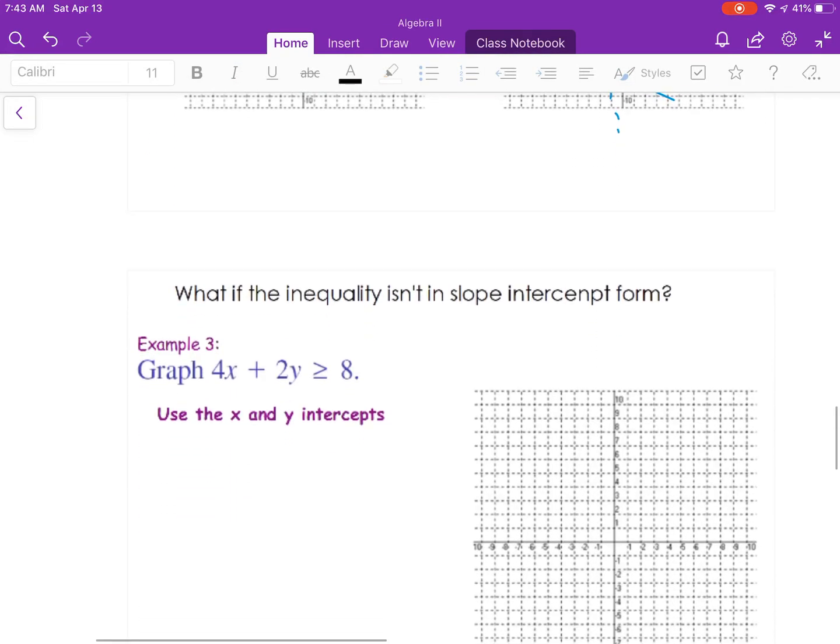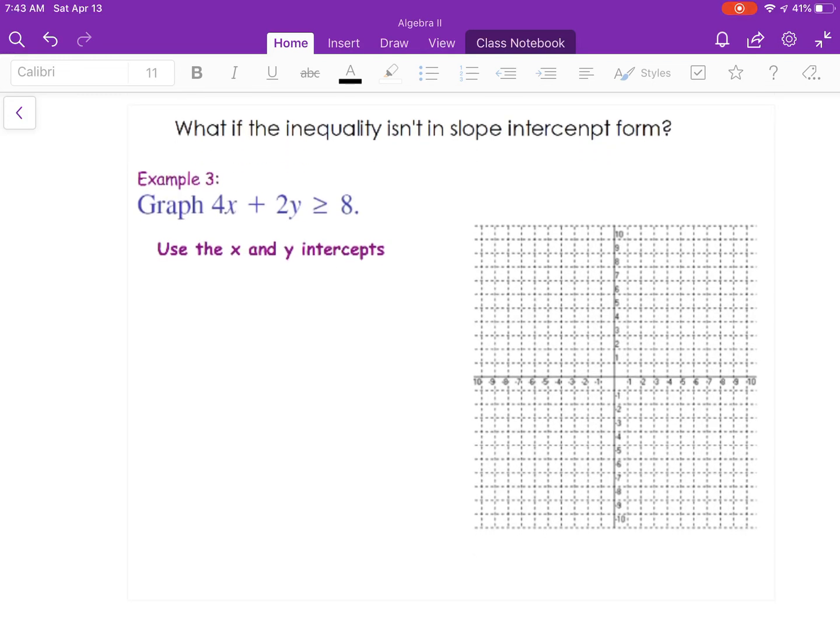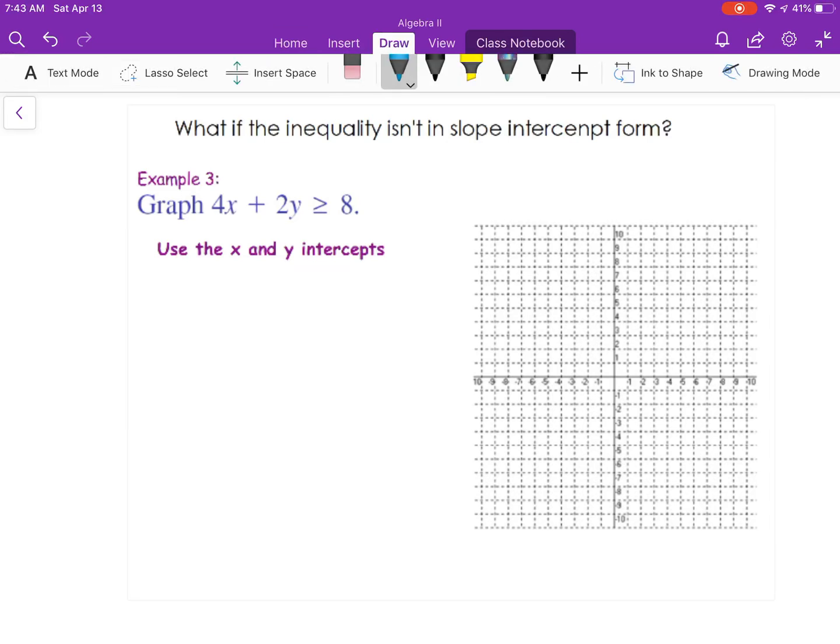Okay, so let's try this another way. I want to introduce you to another way to graph a line. You are more than welcome to put this into slope-intercept form, but what I'm going to do is show you how you get the x and y-intercept.